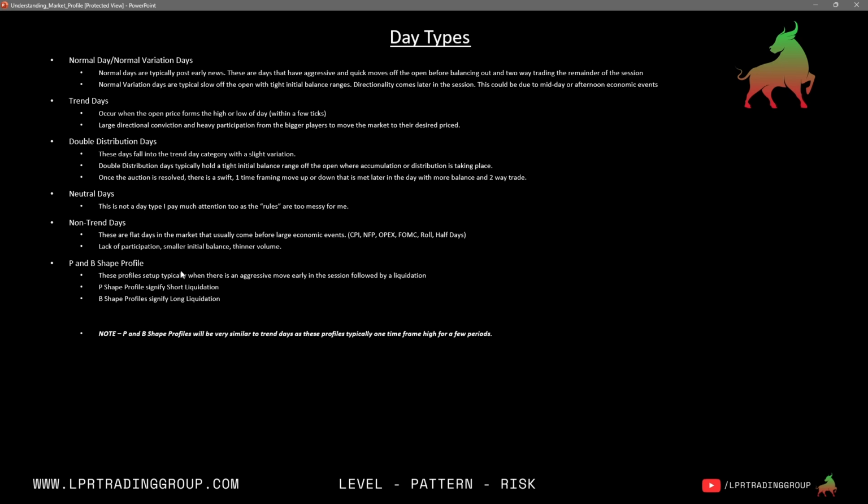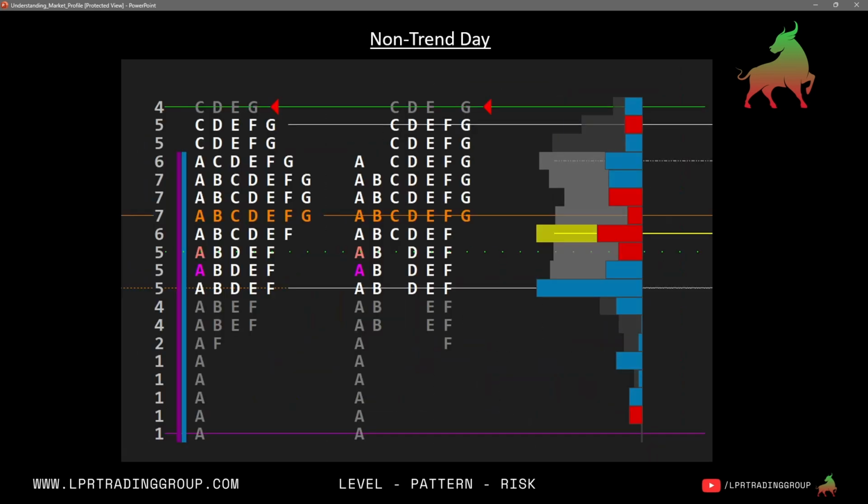The next day type is a non-trend day. These are flat days in the market that usually come before large economic events like CPI, non-farm payroll, OPEX, FOMC, contract rolls, or half days in the trading market around holidays. Lack of participation, smaller initial balances, and thinner volume are all indications of a non-trend day.